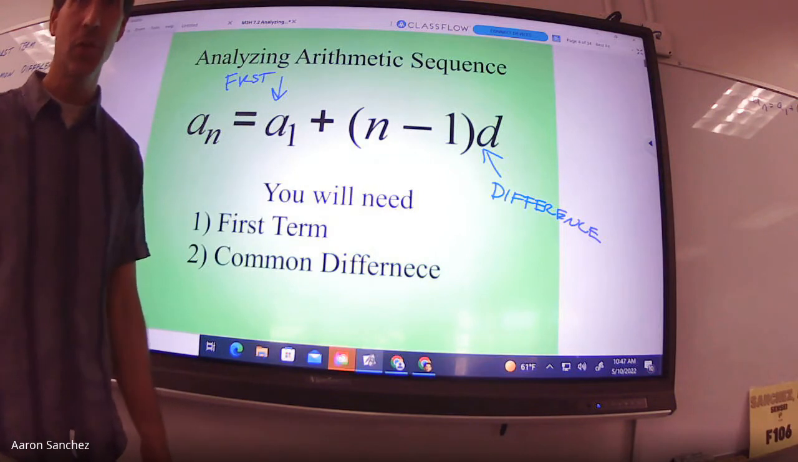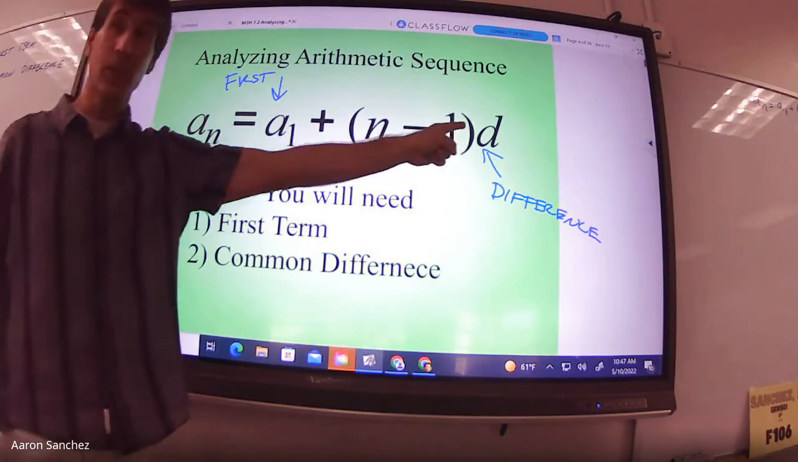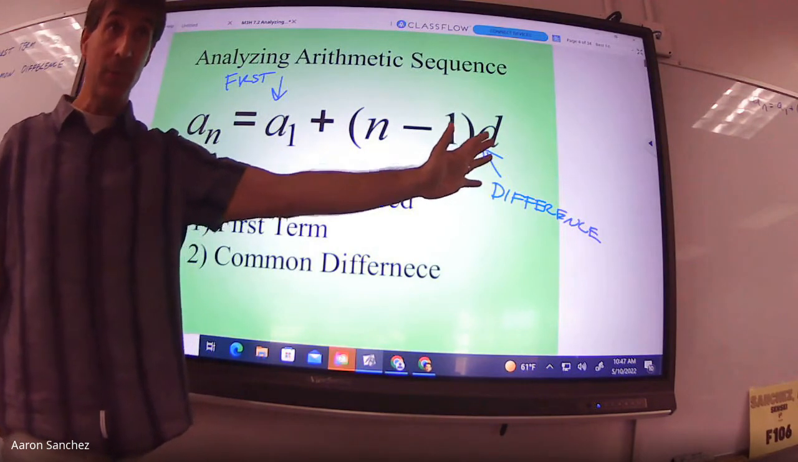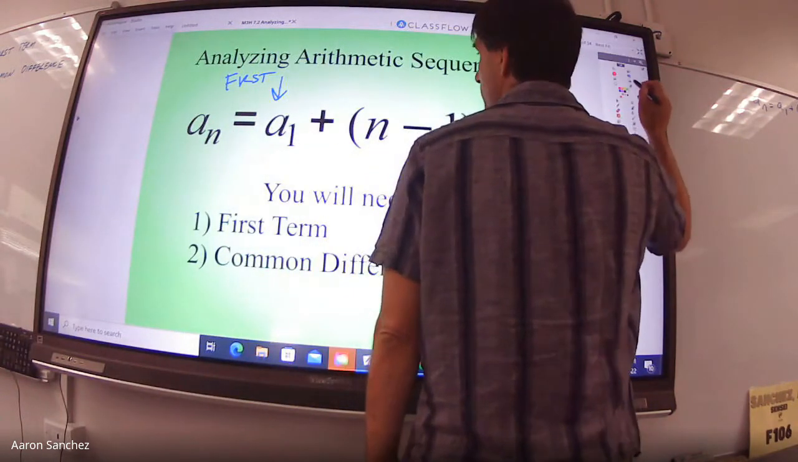I know it sounds confusing, but all you need to know is, I need to know the first term and the common difference. You need to know that this is the first term and that's the common difference. You understand that? That's all you understand so far? First term and common difference. So, let's go ahead and start with the homework assignment.